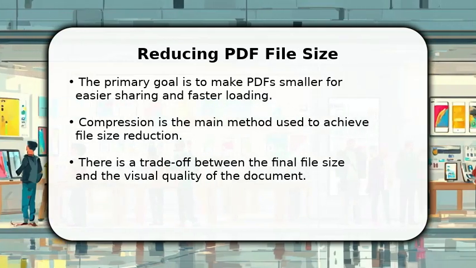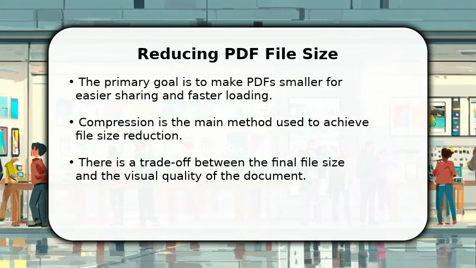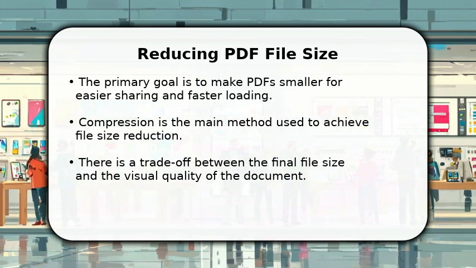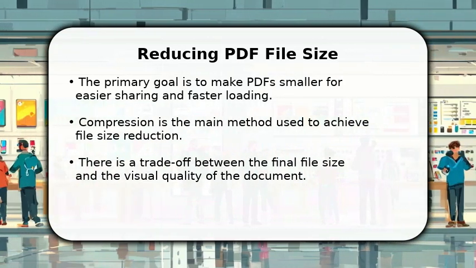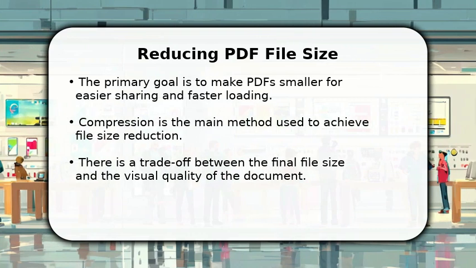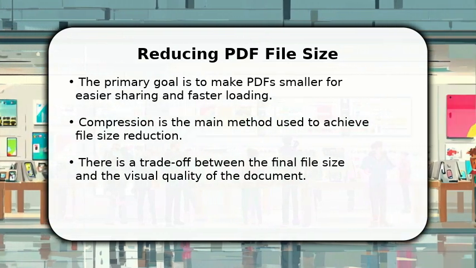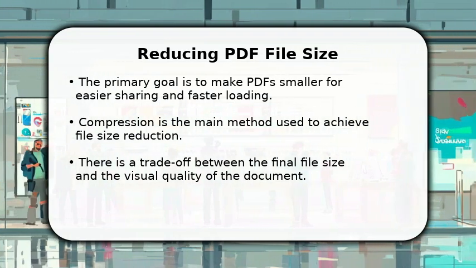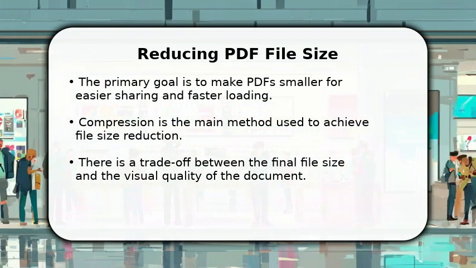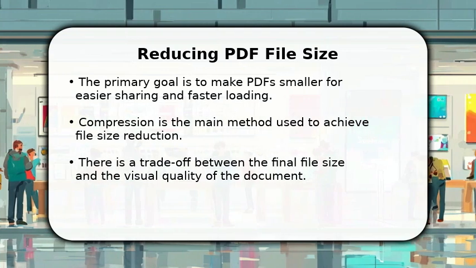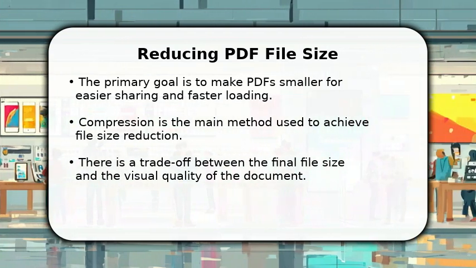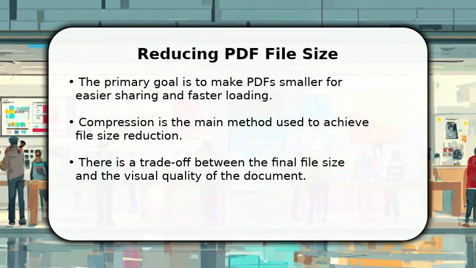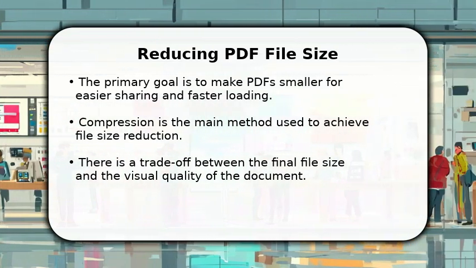In this video, I will explain how to reduce the quality of a PDF file. The primary goal is to make your documents smaller, which is essential for faster sharing and quicker loading times online. This process mainly involves compression, where we strategically reduce the data within the file. It's a balancing act, as we aim for a smaller size while maintaining an acceptable visual appearance. Understanding this trade-off is key to achieving the desired outcome for your specific needs.